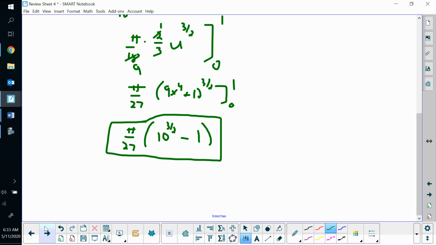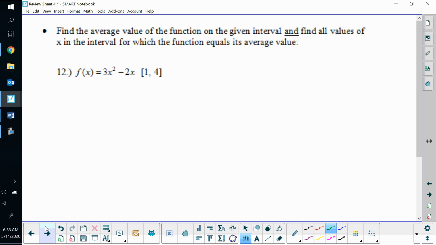All right, we're going to look at number 12 next, which is an average value one. Average value, you just do 1 over b minus a, and then the integral of the function. So we're going to have 1 over 4 minus 1. We'll have an integral from 1 to 4, and our function will have 3x squared minus 2x dx.